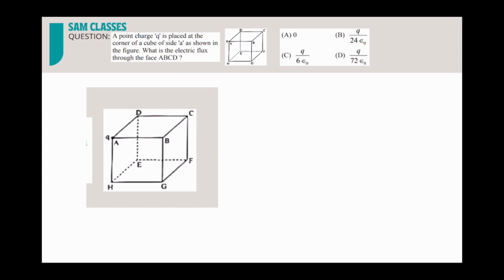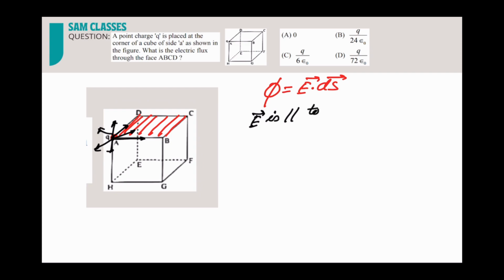Now, in this case, what they're trying to say is, students, they have put up a charge here at one of the corners, and they're asking us, what is the electric flux through this face, A, B, C, D? Now in flux, you remember flux is equal to what? E dot dS. Correct. E vector dot dS vector. Now how is the electric field coming from this charge? It is like this. So if you see, the electric field is parallel to this ABCD plane, correct?